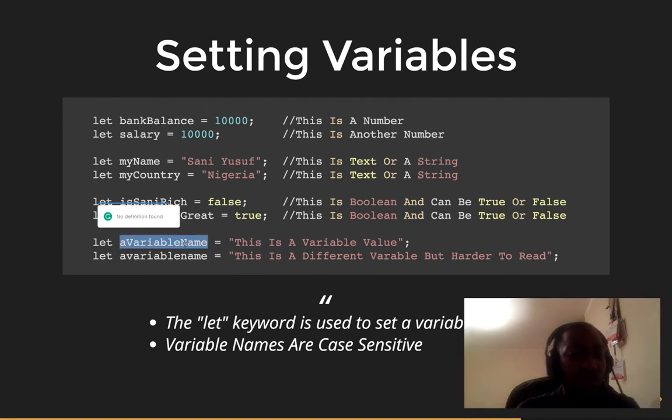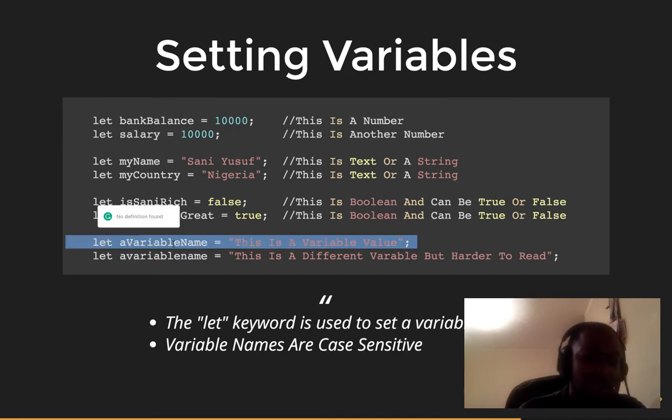So if you find yourself using variable names that are a bit long, camel case them after each word, and do not name your variables like this where everything is just lowercase. It's hard to read. And remember, you can use the same name twice as long as their cases are different. But you should probably stay away from doing that.